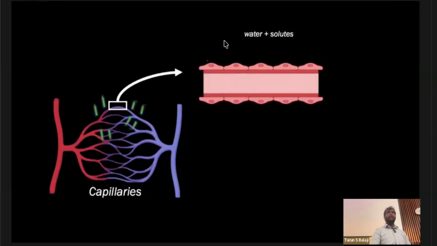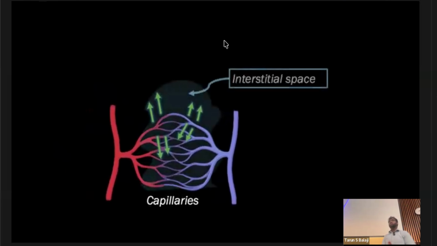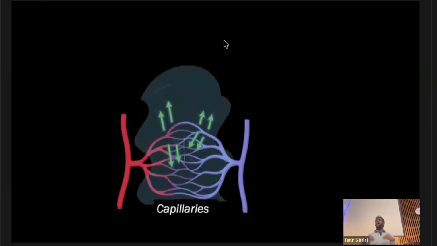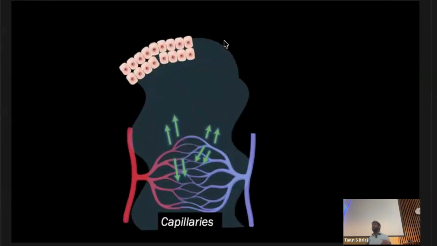We have a special name for this space. We're calling it interstitial space. That's the space between your capillaries and the outside of the cells. The hydrostatic pressure, the fluid pressure of blood coursing through your capillaries, squeezes fluid out into the interstitial space.